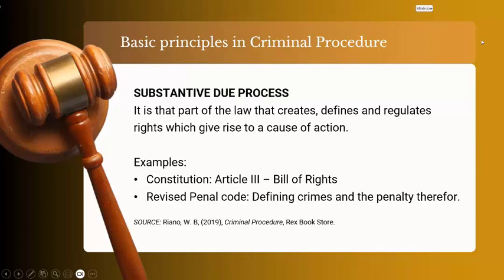What is substantive due process? It is the part of the law that creates, defines, and regulates rights which give rise to a cause of action. Simply stated, class, every person has the right to life, liberty, and property. And where can you find these rights? These rights are clearly stated in the Constitution, the law of the land, in particular, Article 3, Bill of Rights. So while the state has the right to prosecute an accused for his or her crimes, there must be a recognition of the right of the accused, that he has the right to life, liberty, and property.